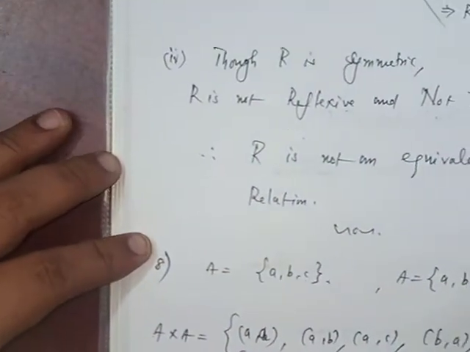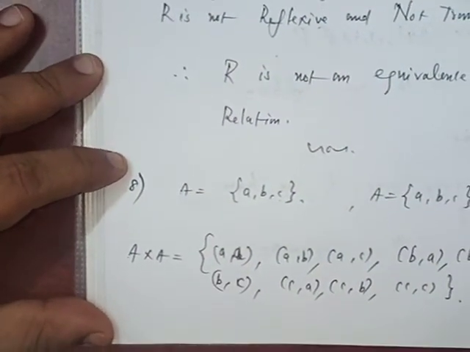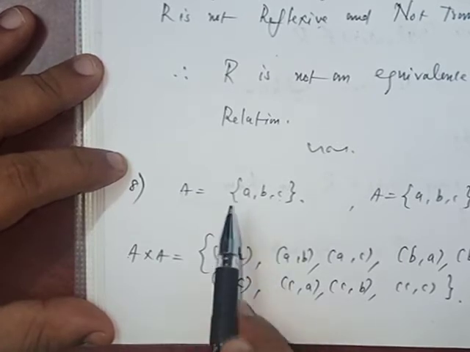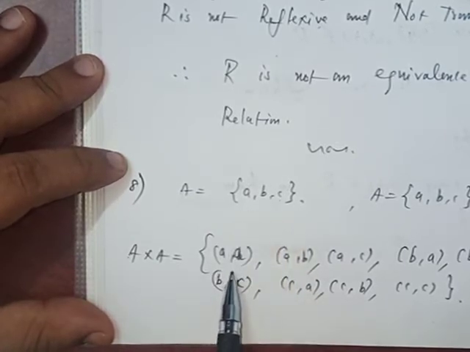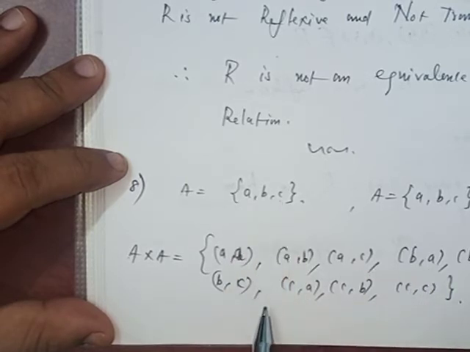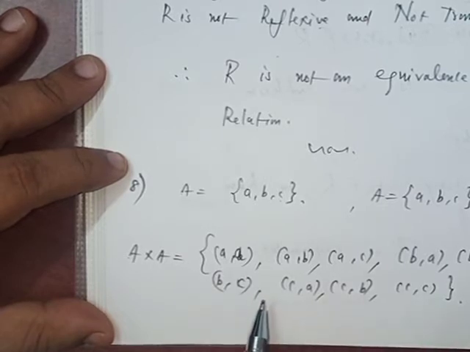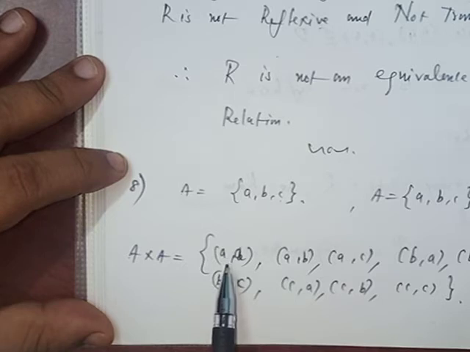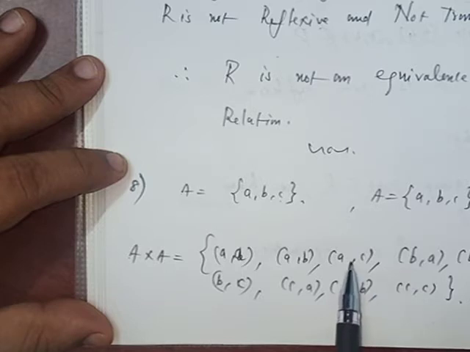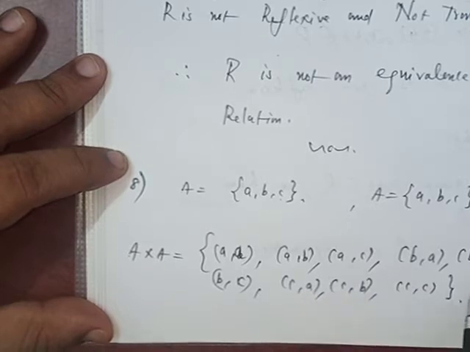Okay, listen. We have A, B, C in the set. So (A, A) must be there, (B, B) is there, and (C, C) is also there. Therefore, it is reflexive. Now we can go for symmetric. (A, A) reverse, (A, A) only. (A, B) reverse, (B, A), here it is. (A, C) reverse, (C, A), here it is. (B, B) reverse, (B, B) only. (B, C) reverse, (C, B), here it is. And (C, C) reverse, (C, C) only. So all satisfied, therefore it is symmetric.